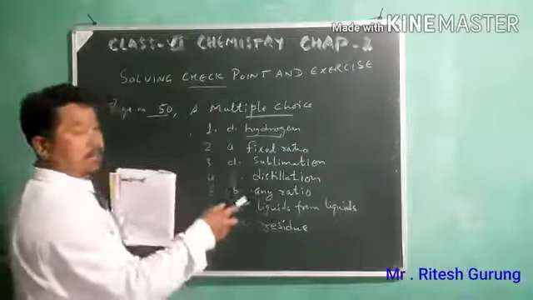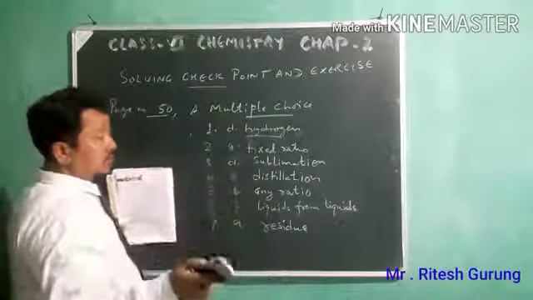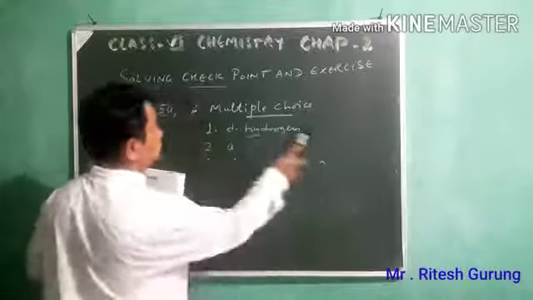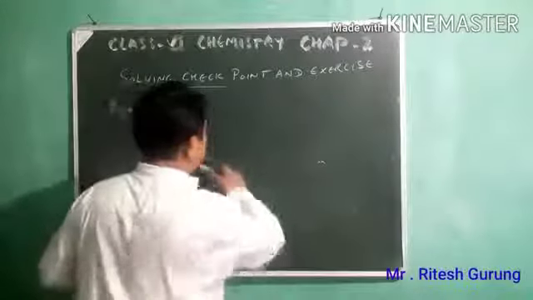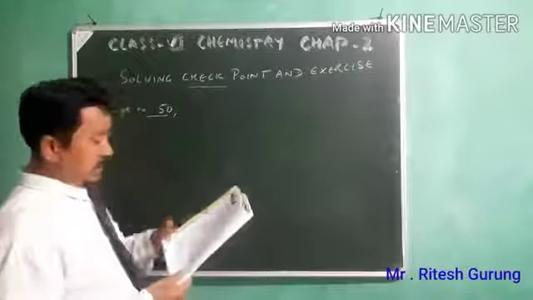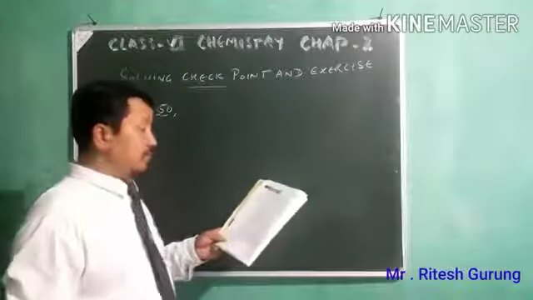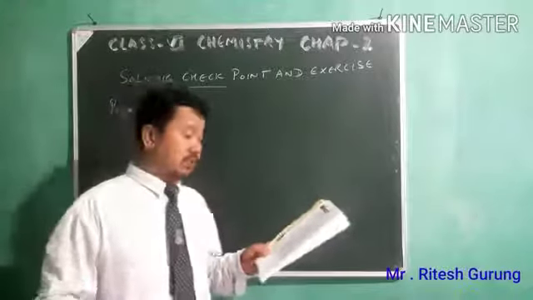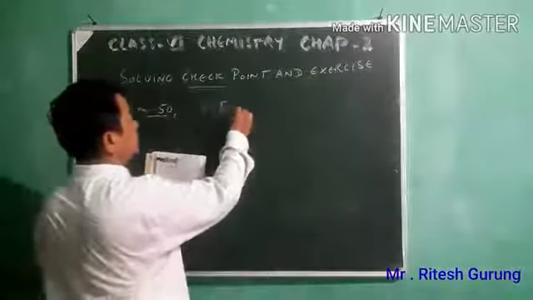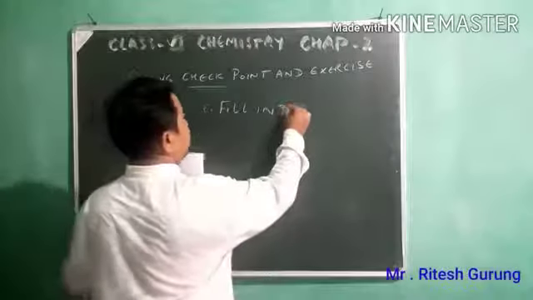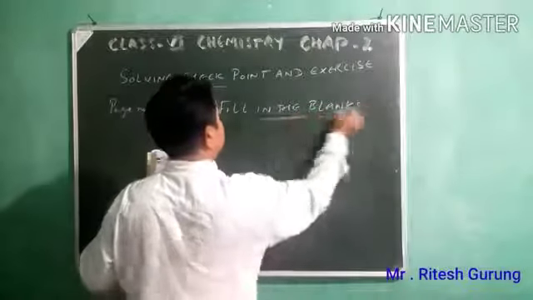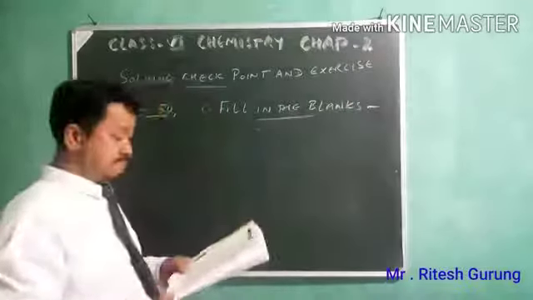I think you got the answer. Please cross check with the answers that you have done. Now, next page, number 50 only. We'll not do B, find the odd one out. Now we'll directly go to C, that is fill in the blanks.